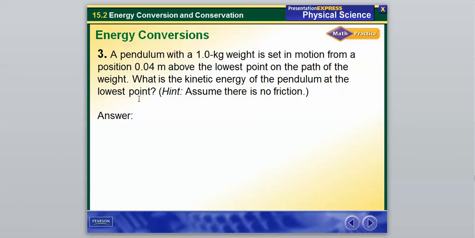And then our last one is a pendulum with a 1 kilogram weight that is set in motion from a position 0.4 meters above the lowest point on the path of the weight. What is the kinetic energy of the pendulum at the lowest point? Again, assume there's no friction. So again, solve that one. Again, we'll go over examples in class.